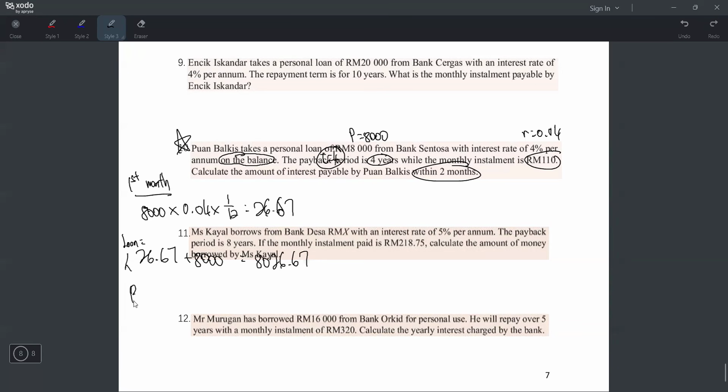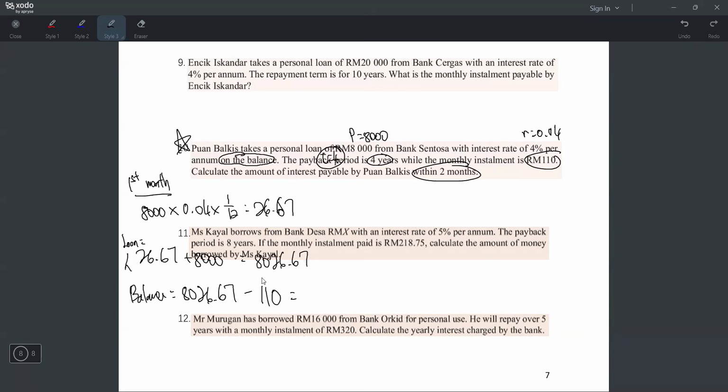You have to find out the balance, because the balance will be carried into the next month. The balance will be 8026.67, and since the monthly installment is 110, that means every month you pay 110, so you minus 110 to get the balance here. So let me press plus 8,000 first, and then minus the monthly installment, 110.